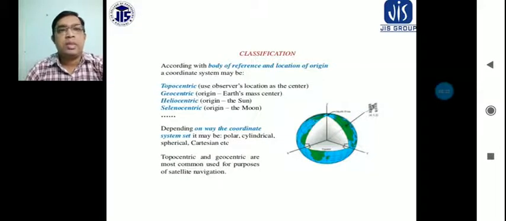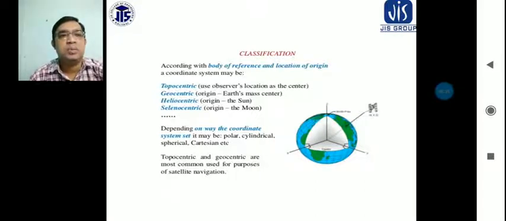And also the classification of the coordinate systems. Basically, the coordinate system depends on the body of reference and the location of the origin. A coordinate system may be classified as topocentric, which uses the observer location as the center.